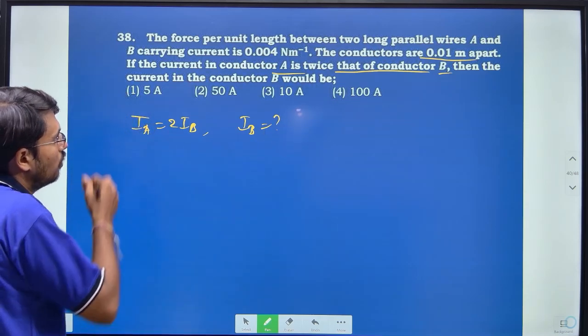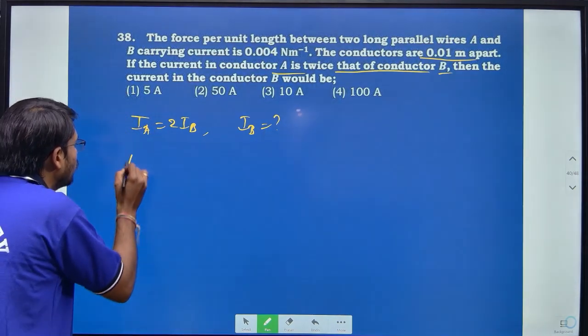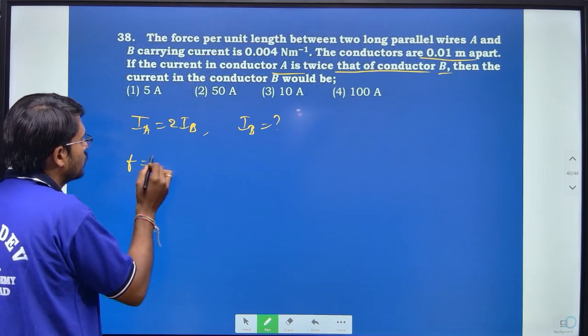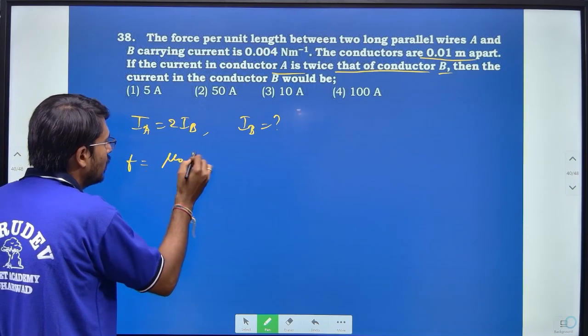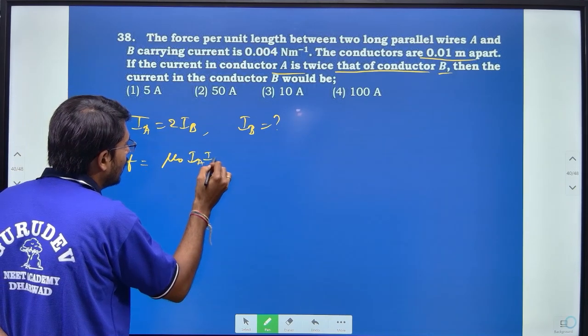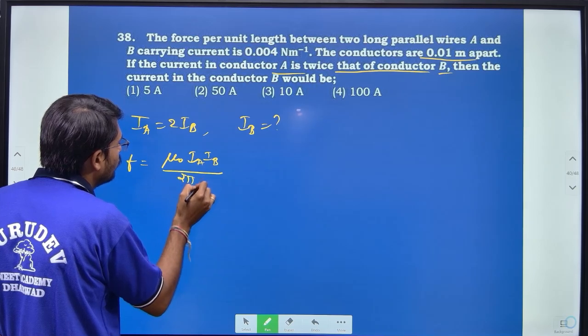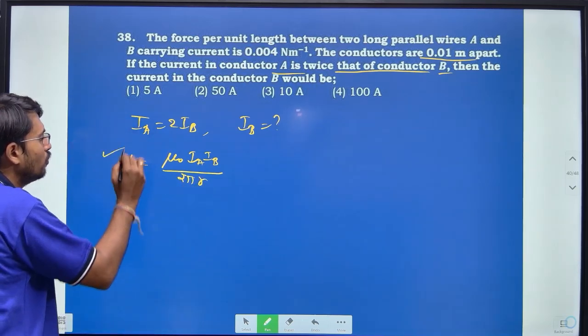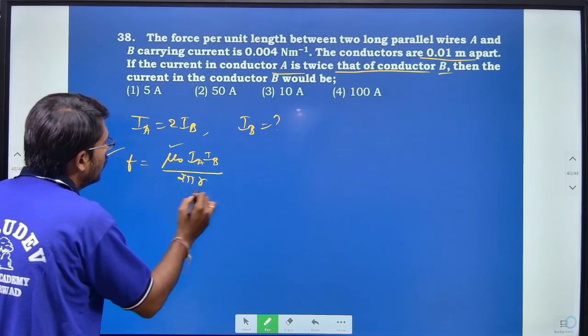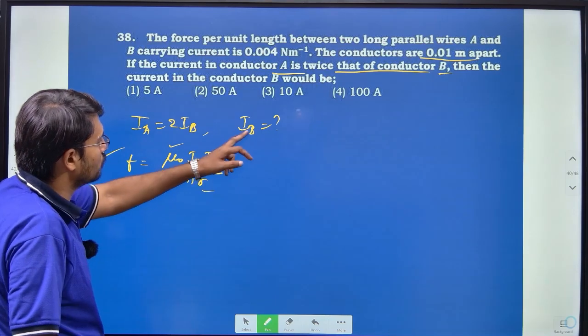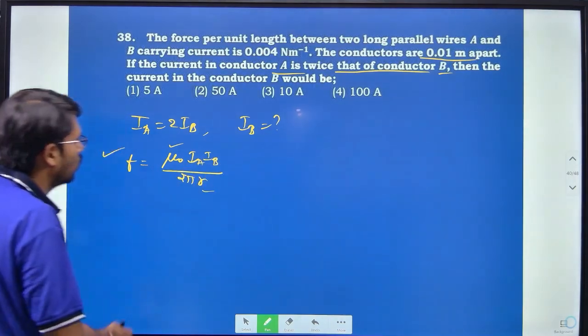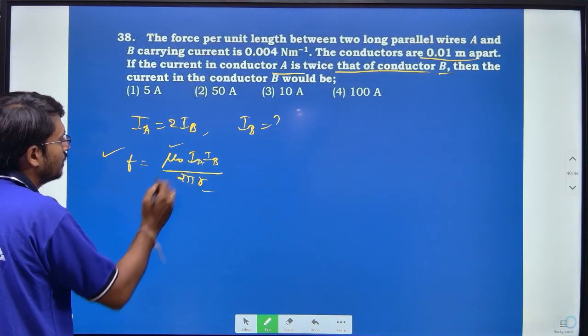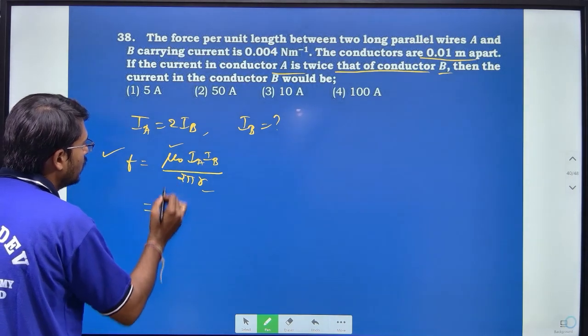Fine. So now we will just substitute. What is the equation for force per unit length? That is given by small f equals mu naught IA IB divided by 2 pi r. We know the force, we also know mu naught, we also know r. We just have to find IB. So I just substitute IA.